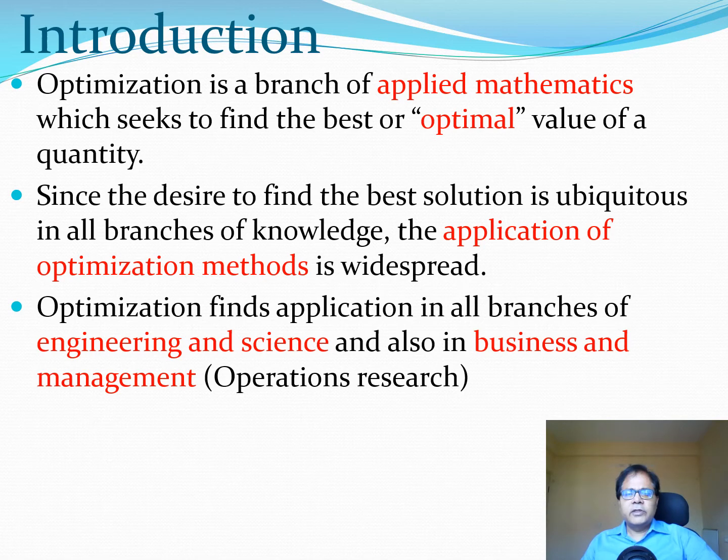Now, essentially, optimization is a branch of applied mathematics. And here we want to find the best or optimal value of a quantity. Now, this particular desire to find the best value or the best solution is prevalent in all branches of knowledge. Therefore, you will find that the application of optimization methods is widespread. And this use of optimization method permeates engineering and science, as well as fields such as business and management, where it takes the specialized form of the subject known as OR.